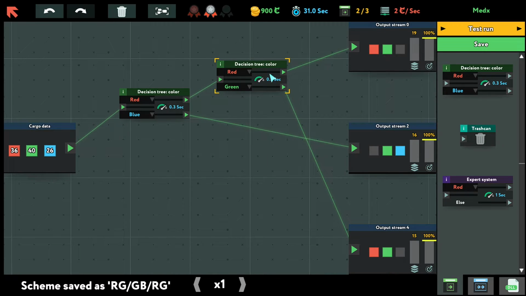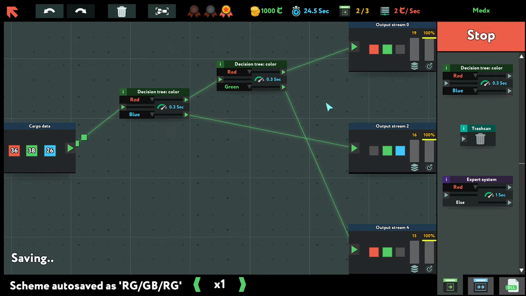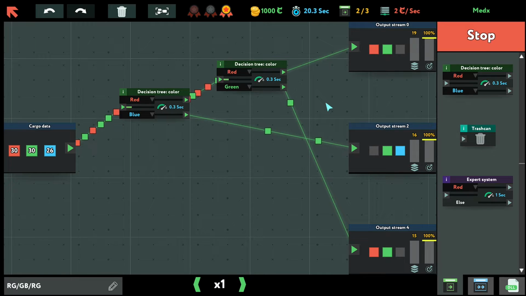What if I sort these red and green? Just dump red here and green here. Is that any faster? I feel like it'll be faster. Doesn't seem to be any faster.